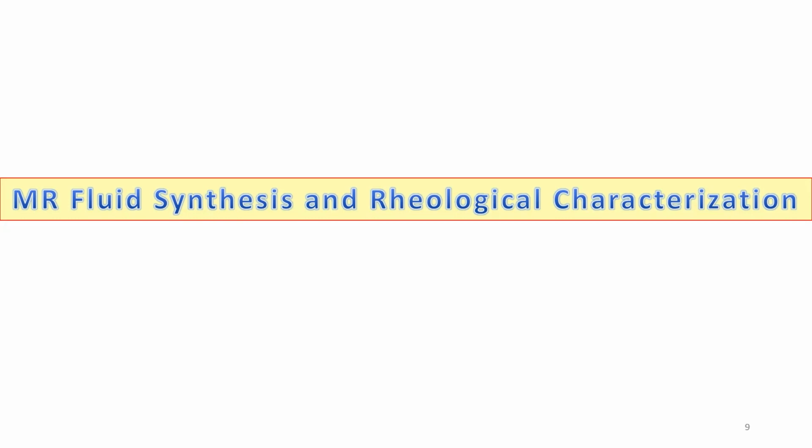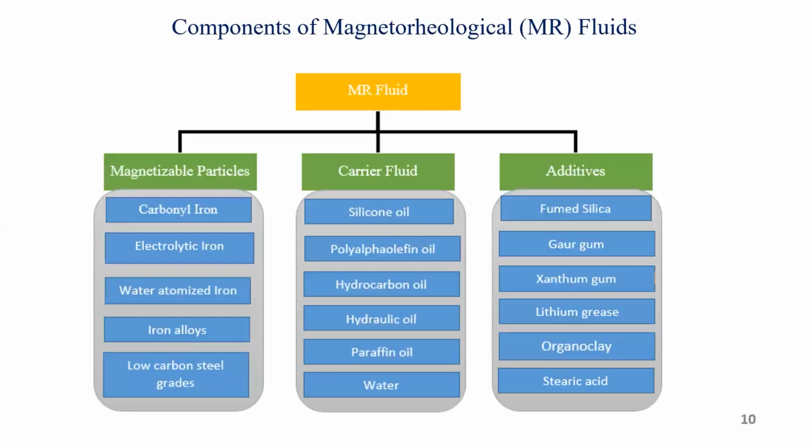So MR fluid, actually, what are the components of magnetorheological fluid? How do we produce these magnetic fluids? Magnetic fluids are available in the market from Lord Corporation, but this is very expensive. It will be around 1 lakh rupees per 1 liter or even more. But these MR fluids are manufacturable. We also can make these MR fluids.